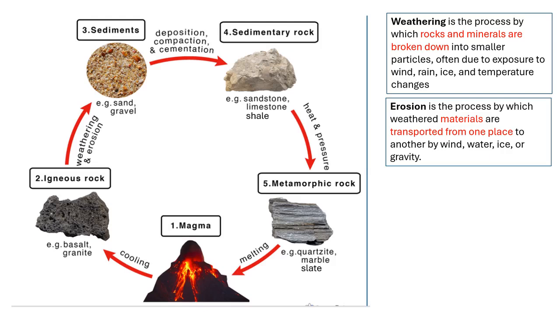Then igneous rocks can be weathered away, meaning that igneous rocks can be broken down into smaller particles or sediments. You can see the little sediments there in the picture. Sediments are things like sand and gravel. So just remember the process where igneous rocks are broken down to sediments. This process is through weathering and erosion, and the definition of weathering and erosion is mentioned there.